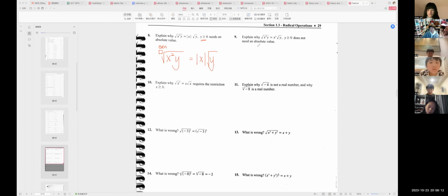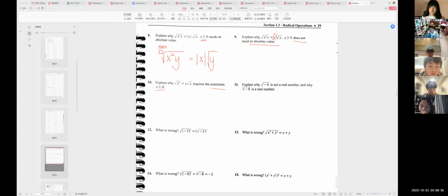Okay, so explain why x power 4 y equals x squared square root y doesn't need to have absolute value, because when you have an x squared on top of it, it is always positive, the negative sign is gone. Correct, Roland? Correct, Dada? Understand, okay? And the cube root of y requires the restriction of x is bigger than 0.